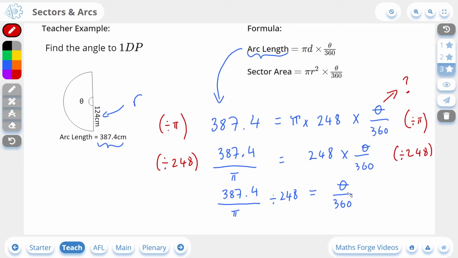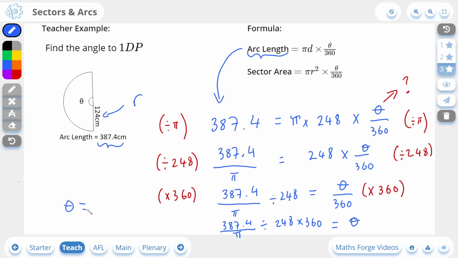The only thing left attached to it is this 360, and it's attached via division. So I'm going to detach it via multiplication. So I'm going to times 360 to both sides. This now leaves us with 387.4 over pi divided by 248 multiplied by 360, and this gives us theta. And if we input this left-hand side into our calculator, as it looks, we end up with theta is equal to 179.0 degrees. Don't forget, we're looking for the angle, and the angle units is given in degrees. And if we check our answer, there it is.